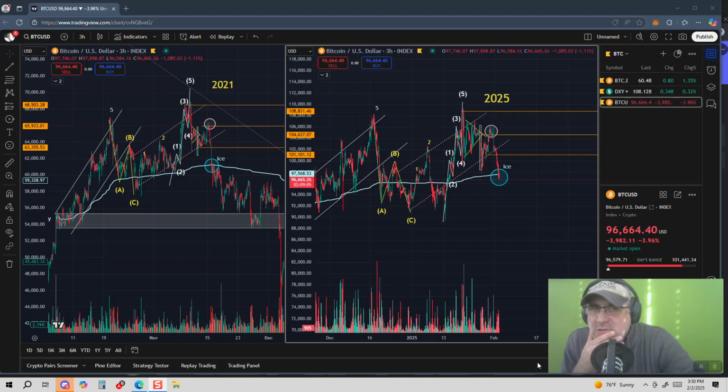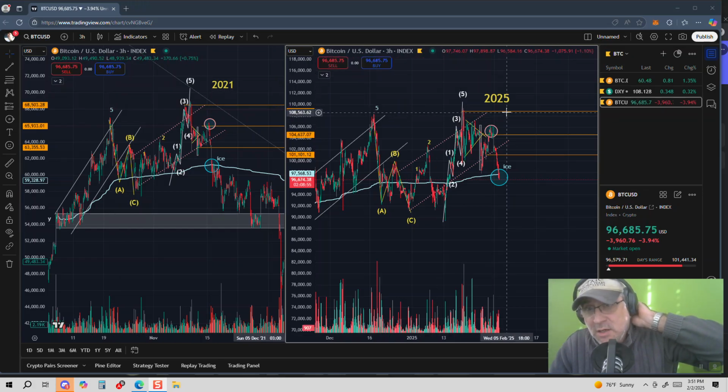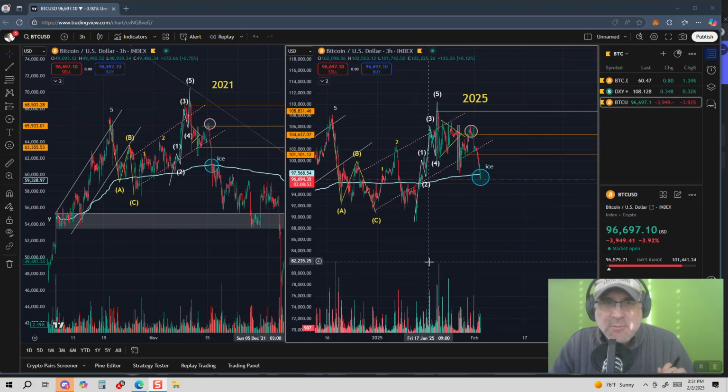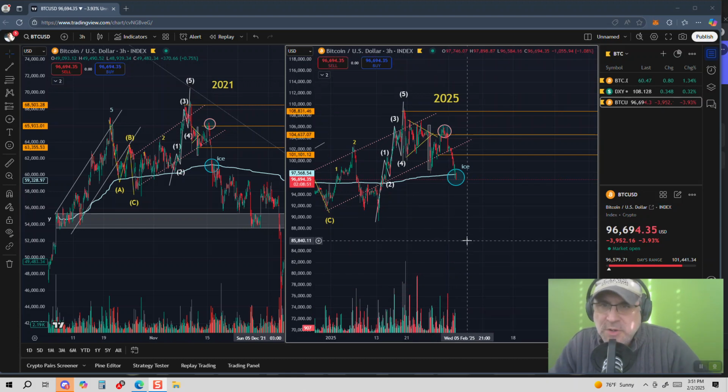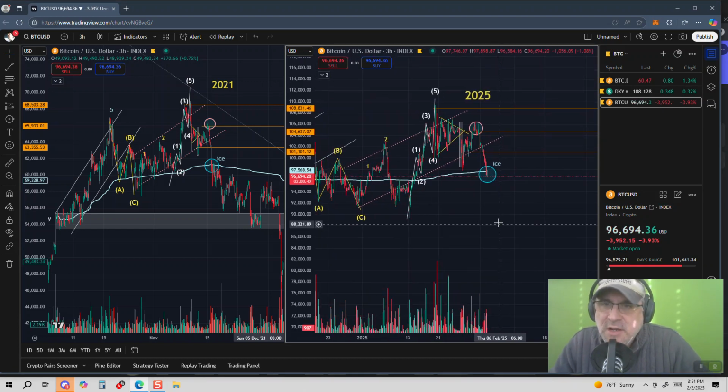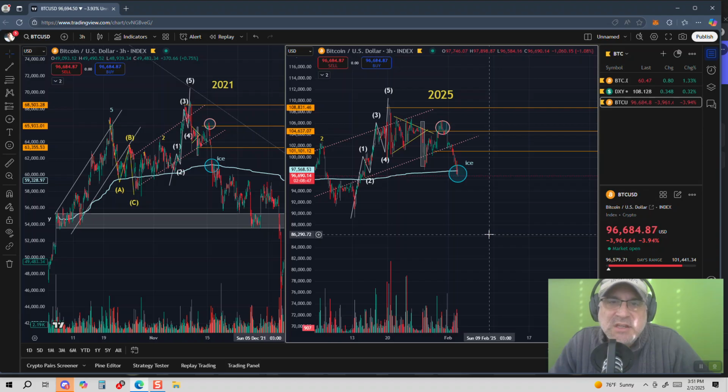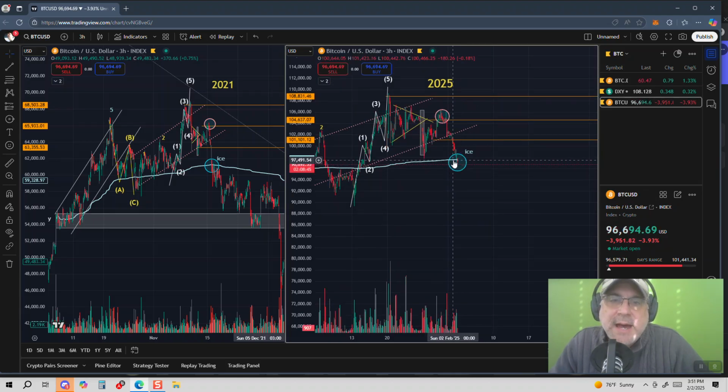Let's continue with our technical analysis with Bitcoin. We're going to continue with the same charts that we've been going off of, this 2021 and the 2025. Now more than ever, since we've broken the ice this morning, we've gone beneath the anchored VWAP.